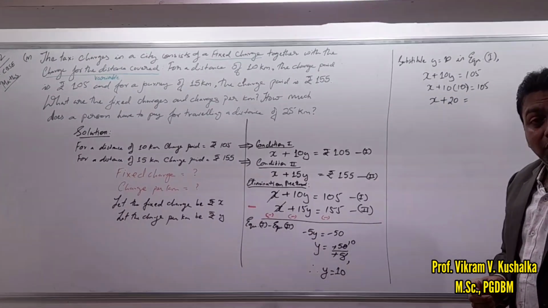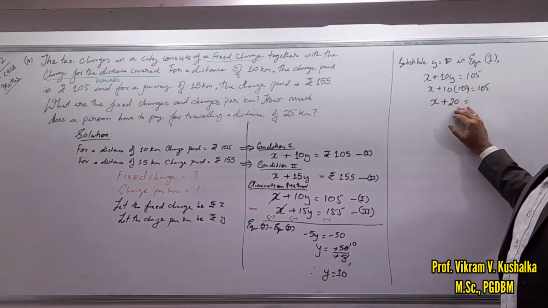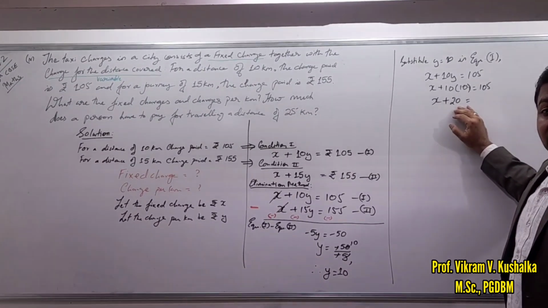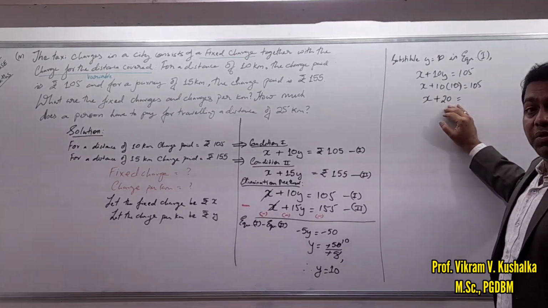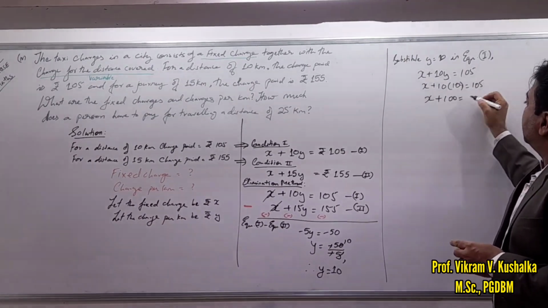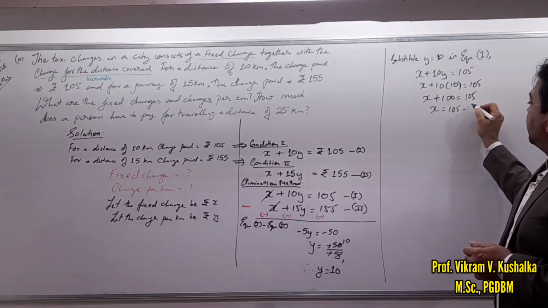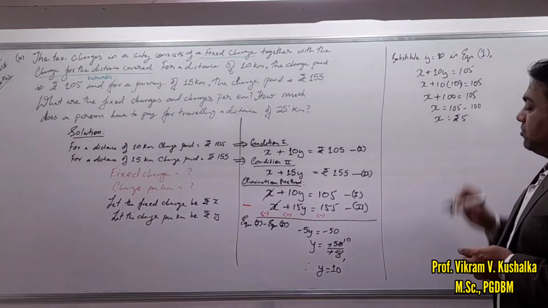No. You should remember that this is the most common silly mistake that most of the students make. They write 10 into 10, 20. Three threes are six. You know, such kind of mistakes have to be avoided. Your calculations have to be accurate. 10 into 10 is 100 and you get here 105. So you get x is equal to 105 minus 100. X is equal to rupees 5.